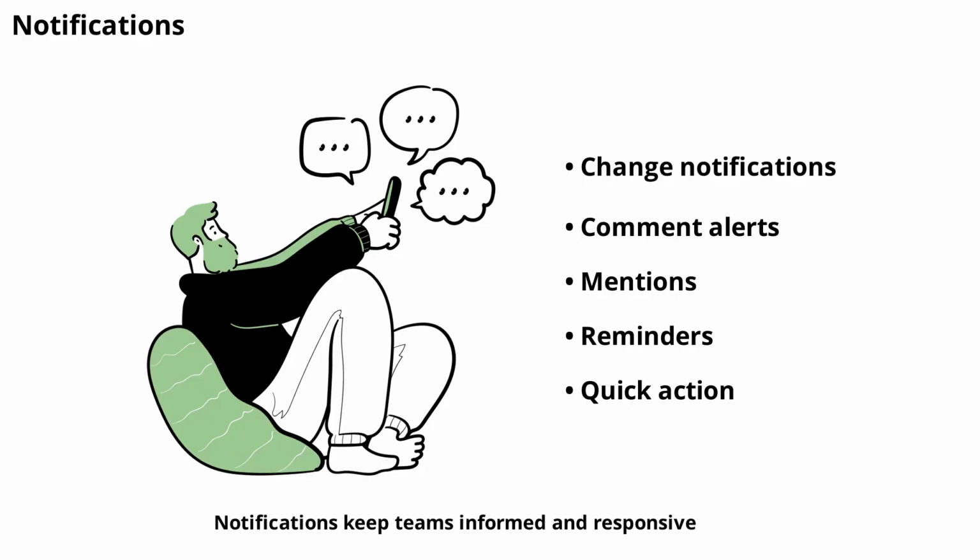Notifications keep teams informed and responsive. Airtable sends notifications for changes, comments, and automation triggers. Notion provides notifications for mentions, updates, and reminders. For small businesses, timely notifications support accountability and quick action. We'll review how each platform handles notifications and alerts.